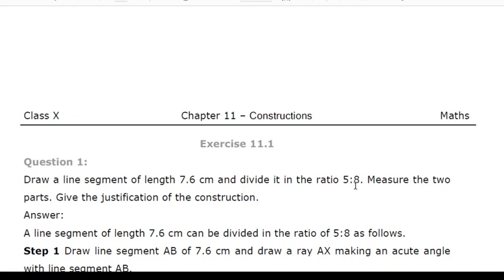Okay, means 13. You have to divide the line into 13 equal parts. Of those 13 parts, you take 5 parts on one side and 8 parts on the other side. In this way we have to divide it. To see how we can divide it, you draw a simple straight line.